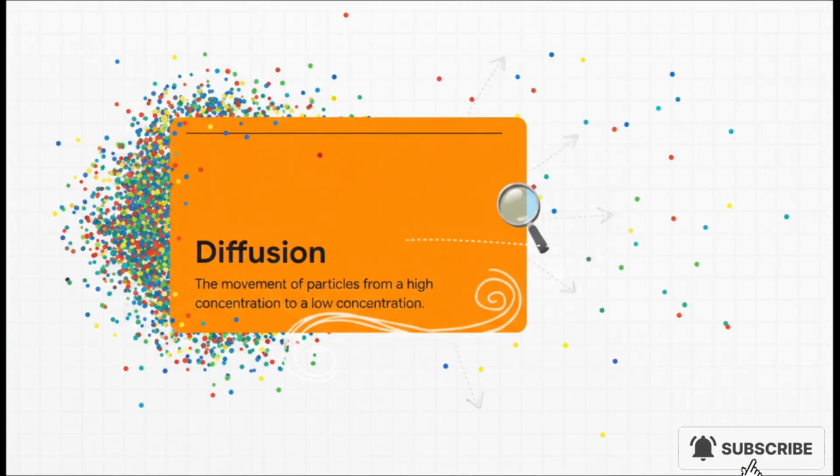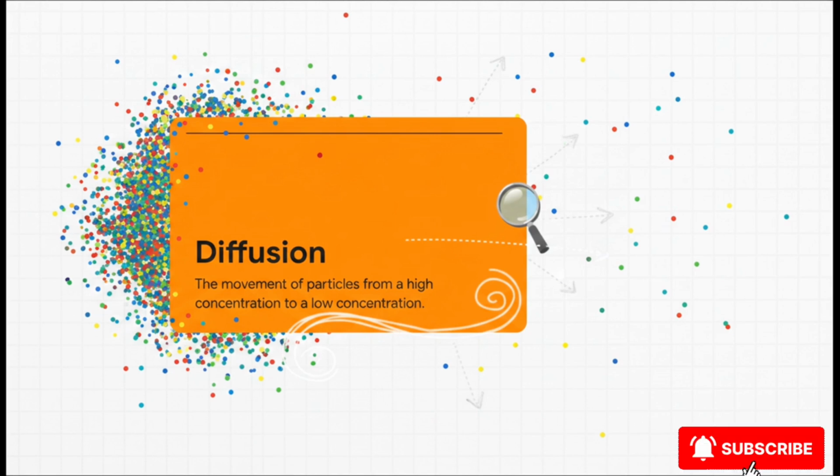Because they hate being packed in so tightly, they do this thing called diffusion. Diffusion is just the movement of particles from a place where they're in a high concentration to a place where they're in a low concentration. Essentially, they're busting out of that crowded room to find more space. They spread out. And they'll actually keep spreading out until they are evenly distributed absolutely everywhere.